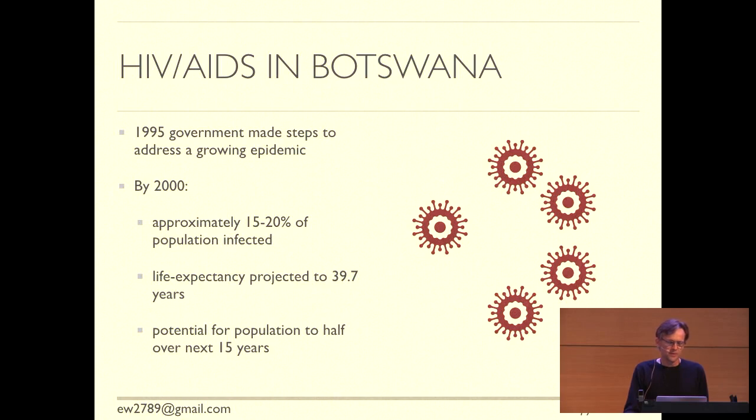it was very clear that there was a very serious epidemic underway. And by 2000, estimates were that 15 to 20% of the population was infected, which is amazing. Life expectancy in Botswana was around 70 years and had dropped, or was expected to drop, to around 40. And there were projections from the McKinsey group that the population of Botswana, which at that time was about 1.2 million, would halve within the next 10 to 15 years if nothing was done.